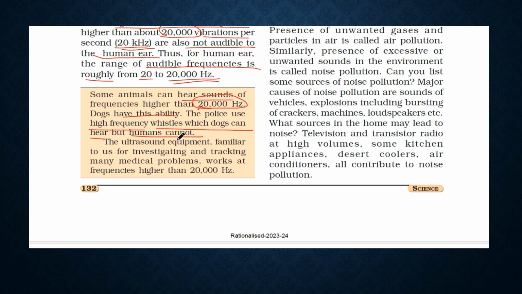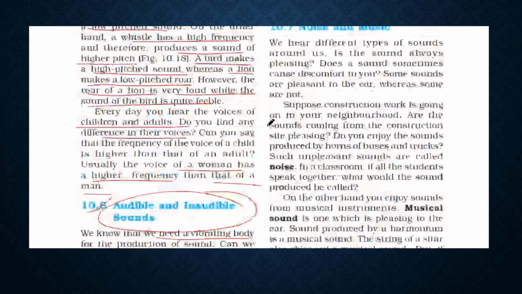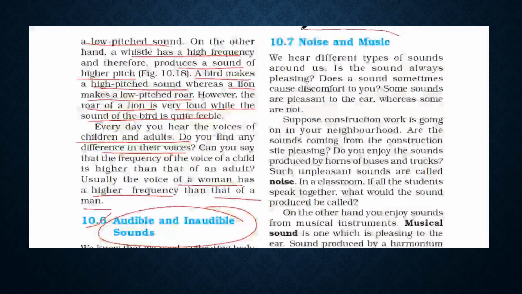The ultrasound equipment familiar to us for investigating and tracking many medical problems works at frequencies higher than 20,000 hertz. So we have got the range from 20 to 20,000 hertz. Beyond it is the inaudible category for the human ear. But dogs have the ability to hear sounds higher than this 20,000 hertz as well.